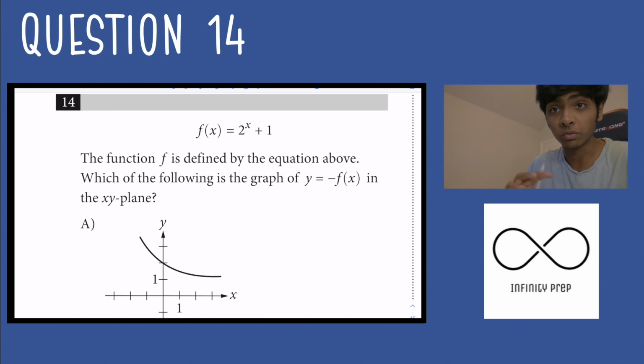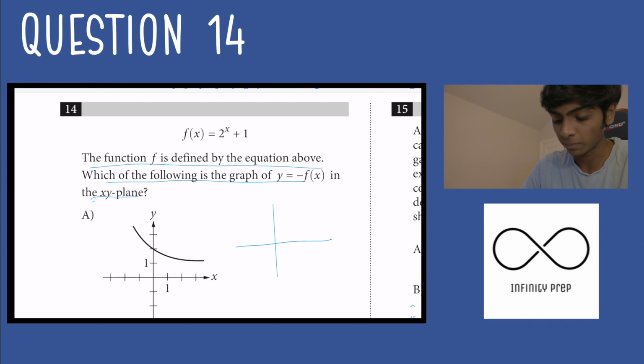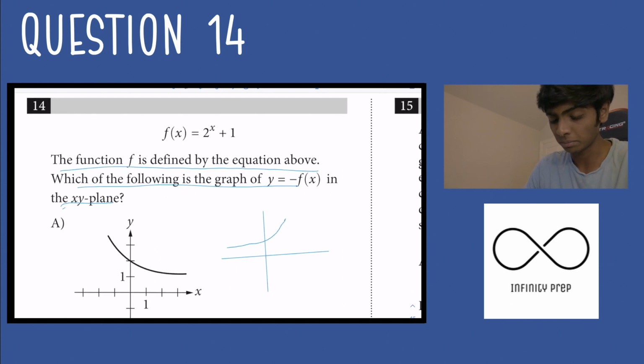Okay, now let's go to number 14. Number 14 states that the function f is defined by the equation above, which of the following is the graph of y equals negative f of x. So first let's visualize how f of x would look. So f of x would look something like this, right? Because it's an exponential function and it's 2 to the power of x plus 1. So it looks something like that.